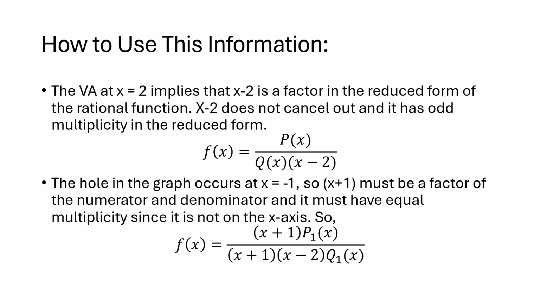Now, the hole in the graph occurs at x equal -1, and this means that x plus 1 must be a factor of both the numerator and the denominator, and they must have equal multiplicities since the hole is not located on the x-axis. So right now, my template appears as x plus 1 times some polynomial p1 of x, and we're going to figure out this form. We're going to divide this by the product of the factors x plus 1, that's what's going to give us the hole, x minus 2, that's where my vertical asymptote is, also times some q1 polynomial that we're going to figure out as needed.